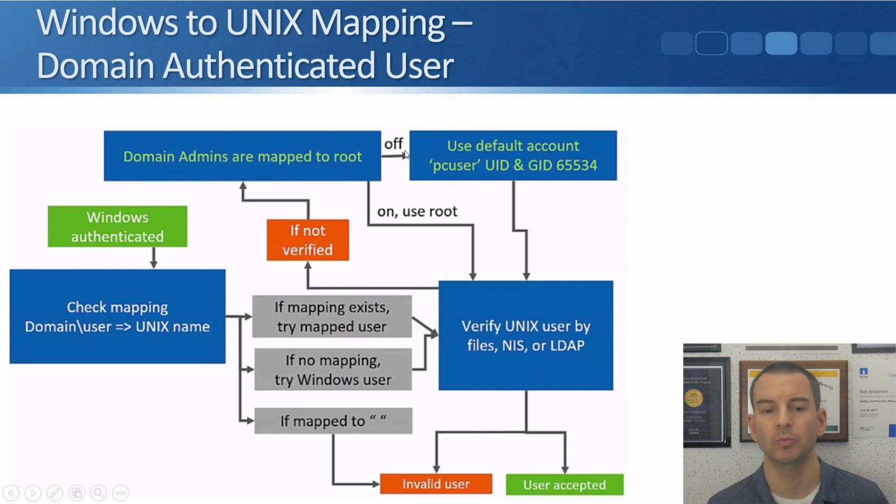If you turn this off, then what will happen is the system will use the default account of pcuser, with UID and GID 65534. And when that happens, again, the system is going to check the Unix permissions on the file or folder and see if that user is allowed access or not. Okay, so just to say that again, when it gets to this bit here, it's checking, is that user allowed access to the file or folder based on the standard Unix permissions.